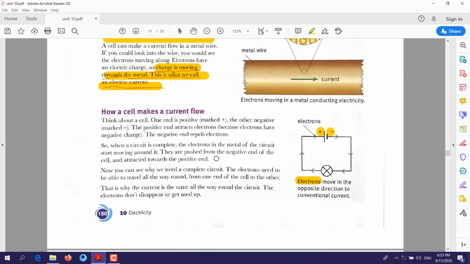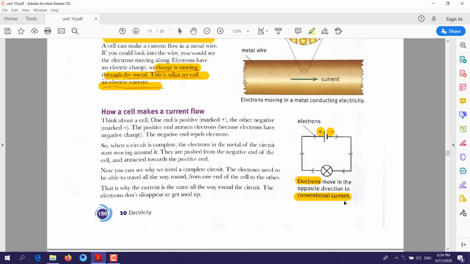Now, the electrons will move from negative to positive. But when we say the electric current, it moves from positive to negative. What do we mean by it? Electrons move in the opposite direction of the conventional current.